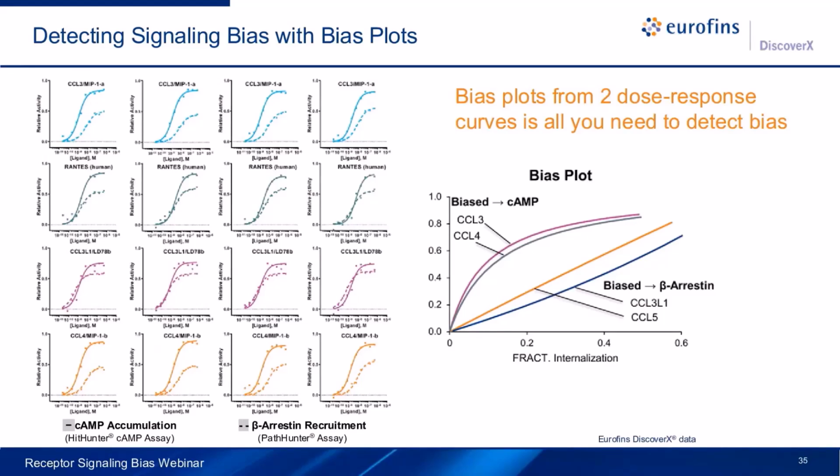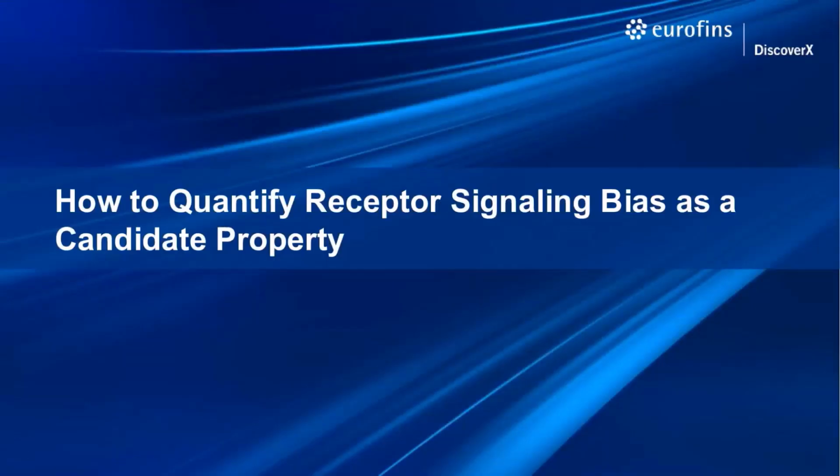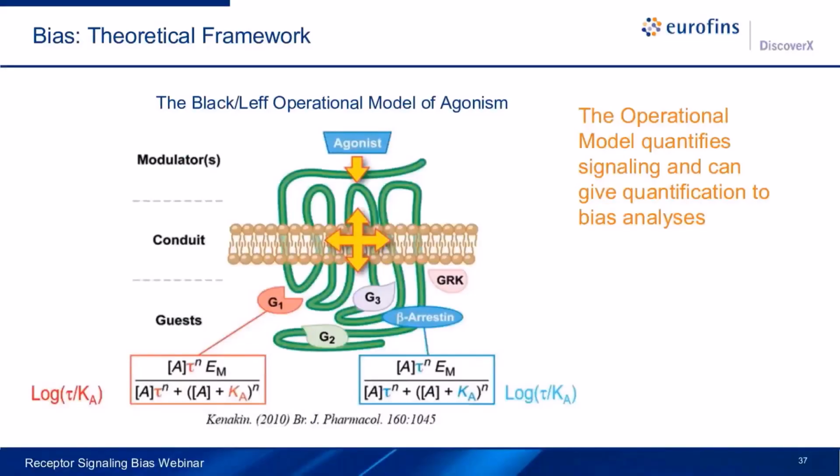This is some data from Eurofins where we looked at various chemokines, and we see that there are two groups here, CCL3L1 and CCL5 produce a different bias, different active state from CCL4 and CCL3. Well, let's say we want to put numbers on that to tell chemists how much more bias a certain compound is over a different one.